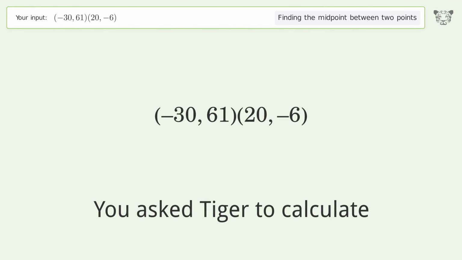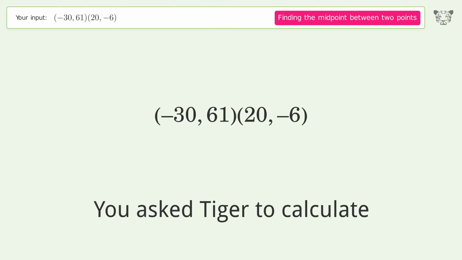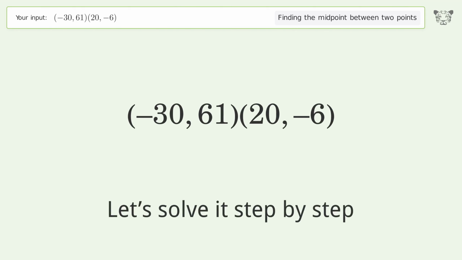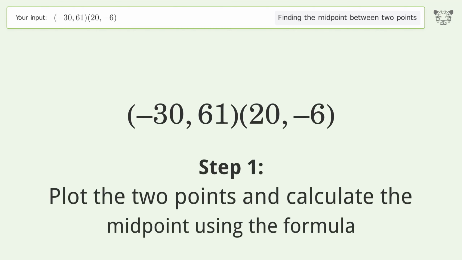You ask Tiger to calculate. This deals with finding the midpoint between 2 points. The midpoint between the 2 points is -5, 27.5. Let's solve it step by step. Plot the 2 points and calculate the midpoint using the formula.